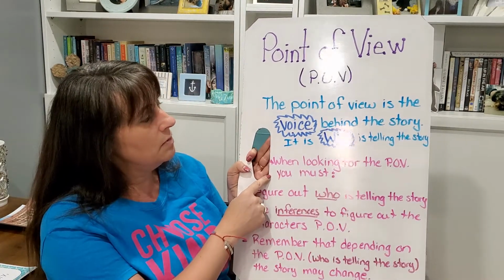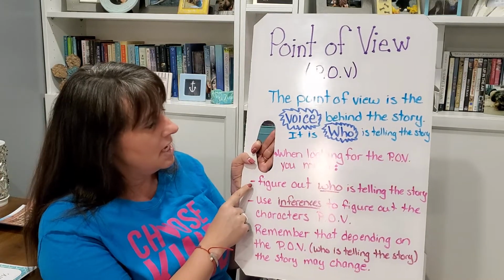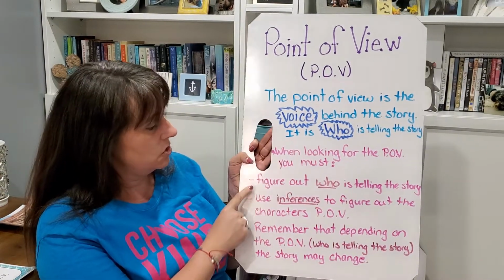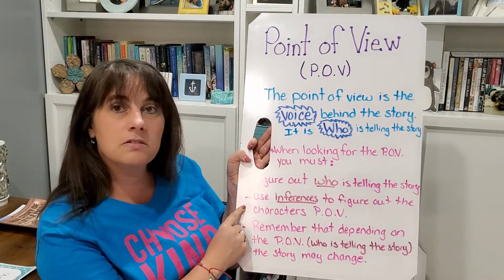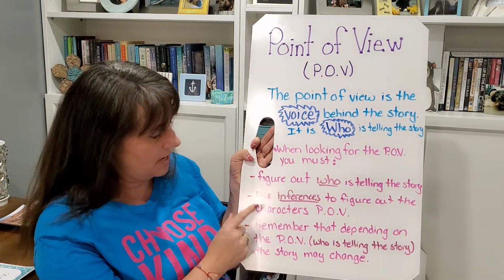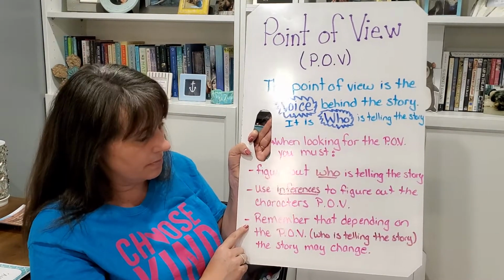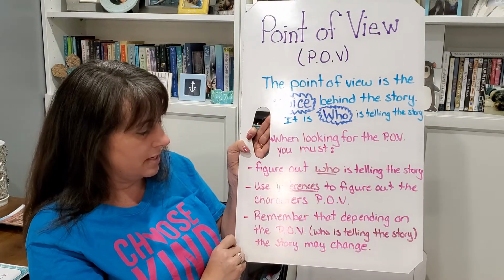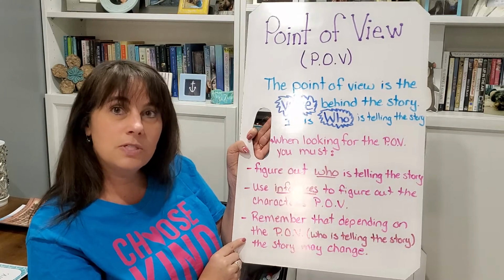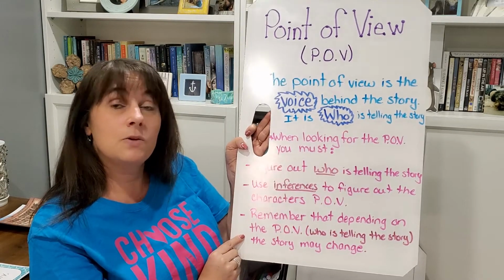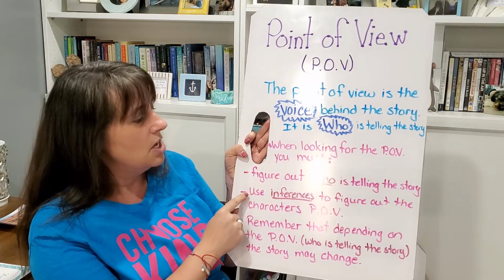In order to find the point of view, here's what you need to do. You need to figure out who is telling the story. You're going to use inferences to figure out the character's point of view. And you're going to remember that depending on who is telling the story, the story might change. Is it one of your characters that's telling the story? So when you figure out who is telling the story, you're going to use your inferences.